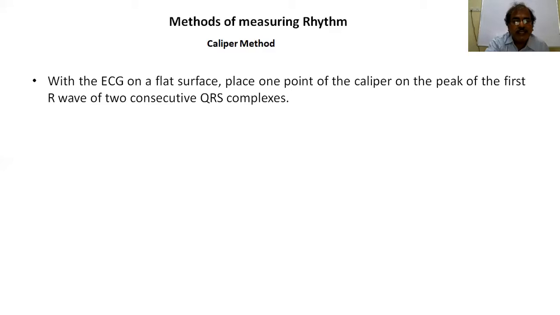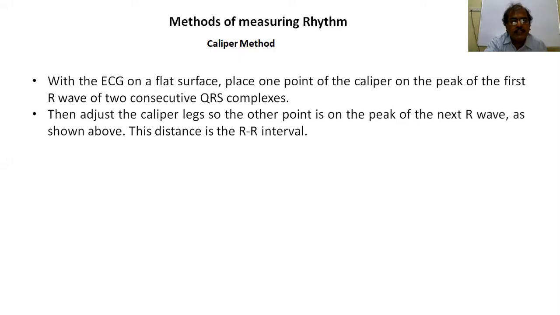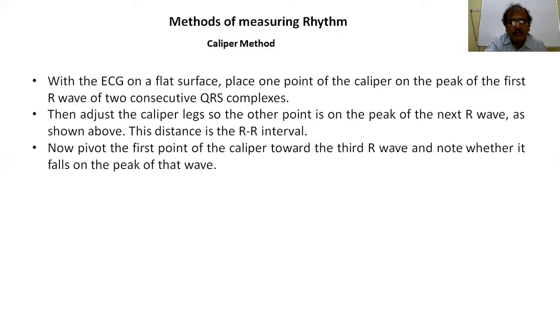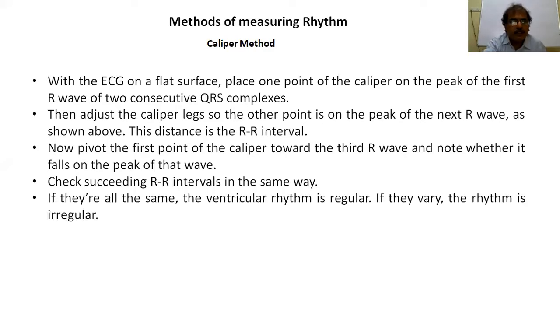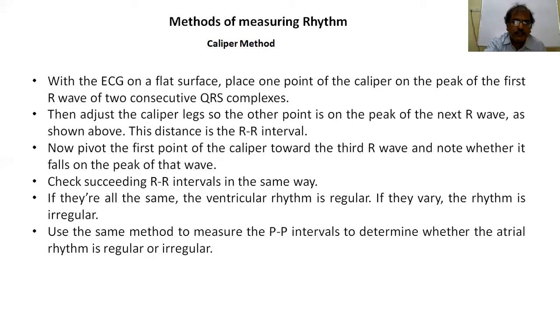The caliper method: with the ECG on a flat surface, place one point of the caliper on the peak of the first R wave of 2 consecutive QRS complexes. Then adjust the caliper legs so the other point is on the peak of the next R wave, as shown earlier. This distance is the RR interval. Similarly, the RR interval is again checked. Here also, if all are the same, then the ventricular rhythm is regular, otherwise it is irregular.